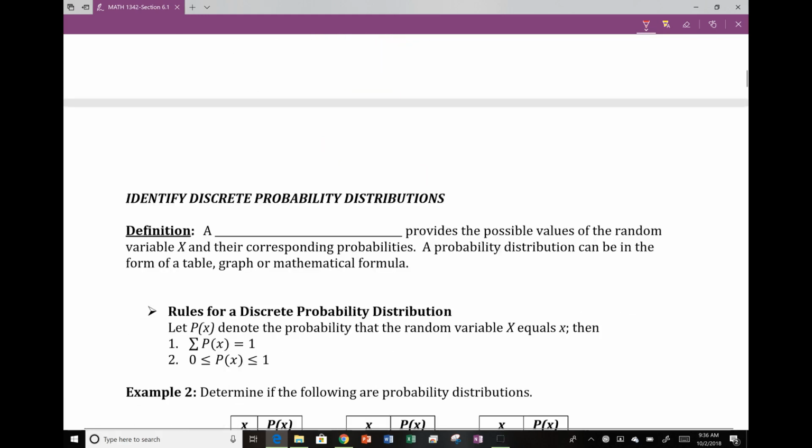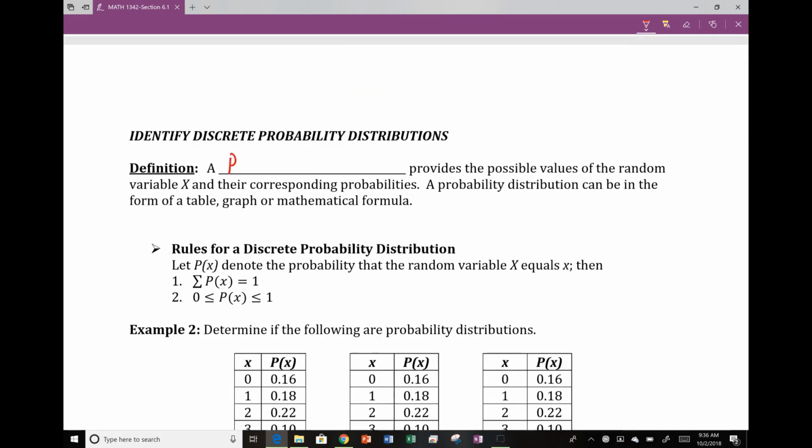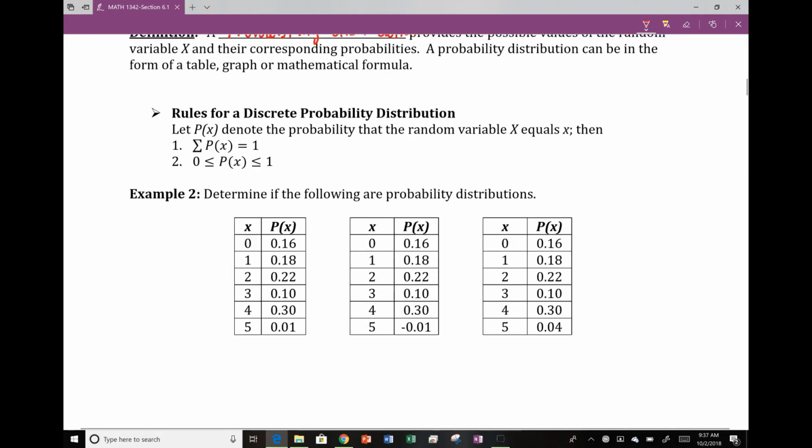Now when we're looking at random variables, we want to look at their probability distribution. Their probability distribution provides the possible values that the random variable X can take on, along with their probabilities. It can be done in a table, a graph, or a mathematical formula. The biggest thing to note is, first of all, the probabilities for a discrete probability distribution must add up to 1. It can't be 1.3 or 0.9.